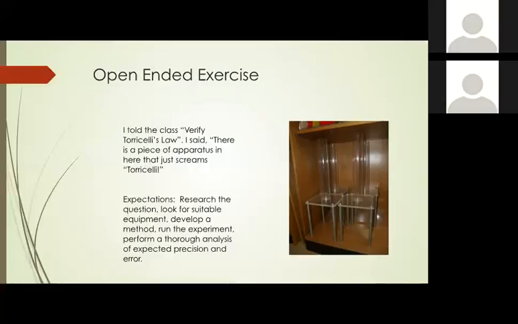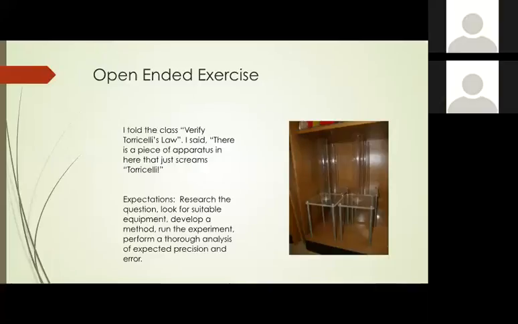I gave them next to nothing to go on. I wanted them to research the question. I wanted them to look for suitable equipment. Once they got those, I expected them to develop a method and run the experiment and perform a thorough analysis of expected precision and error. In mechanical engineering, we expect students to be able to put together a credible, what's known as propagation of uncertainty analysis, so that we have a very good feel for what our expected errors are in any method that we might employ to measure something, and then be able to compare that against customer expectations and say, yes, this method will do the job.